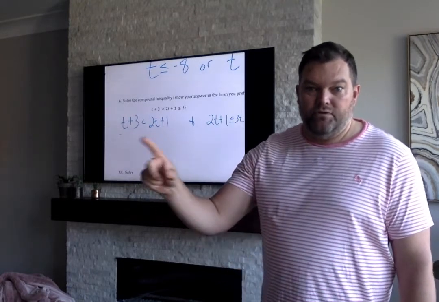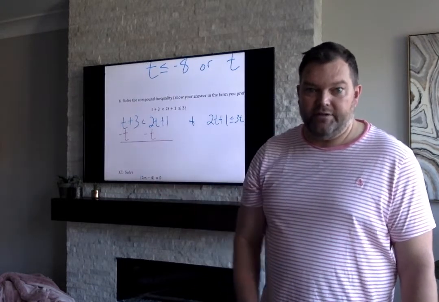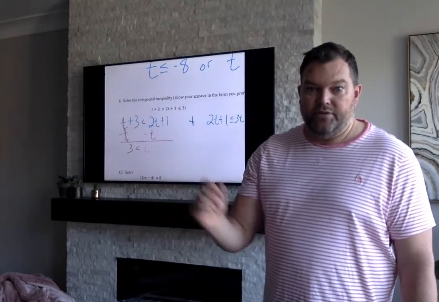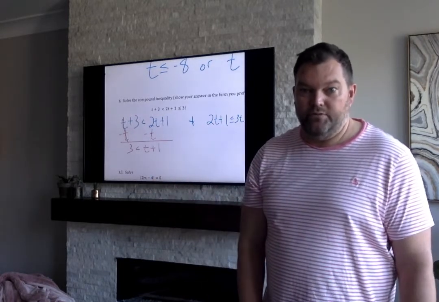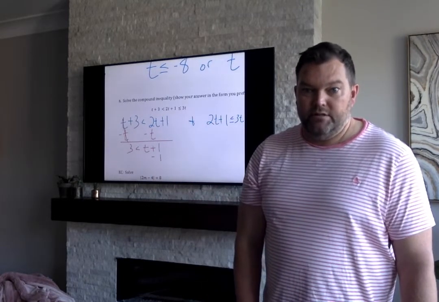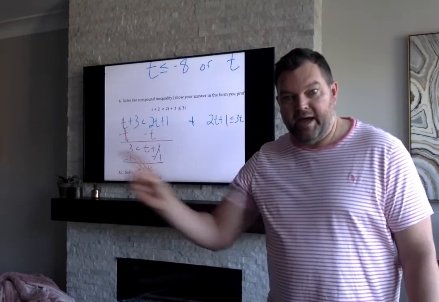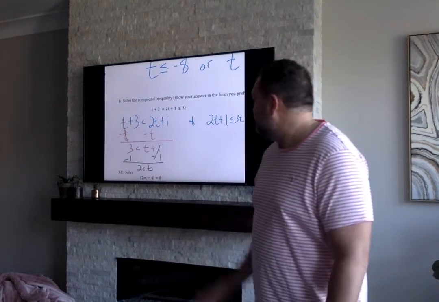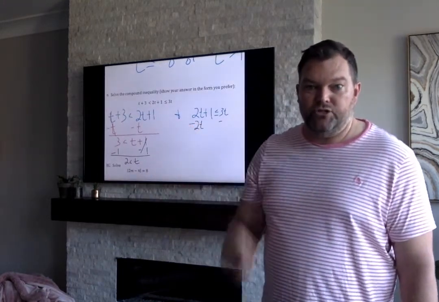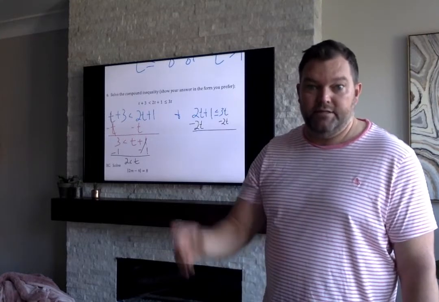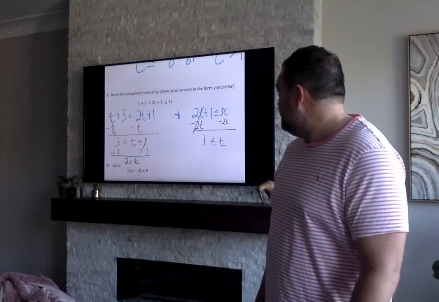Now, over in this part, I subtracted t from both sides to get the t's together. And then I've got 3 is less than t plus 1. So subtract the 1 from both sides. And then we'll have t, if we read it backwards, t is greater than 2, or 2 is less than t. Now up here, I'm going to subtract 2t from both sides. Those cancel, and I'm just left with 1 is less than or equal to t.